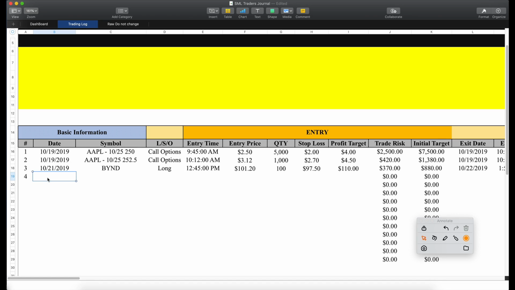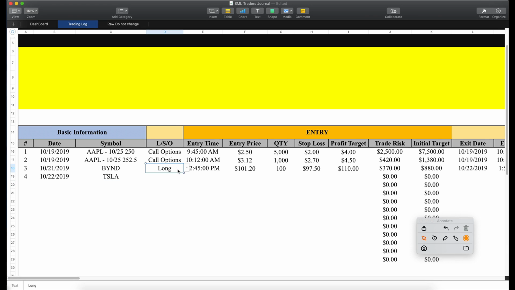I'm going to put my entry date. Now let's say today is 10/22. If I put 10/22, that's the date I'm making the trade. Let's say I'm trading Tesla. Now, a few things I want to bring up. Depending on what you're trading, you can obviously change that here.